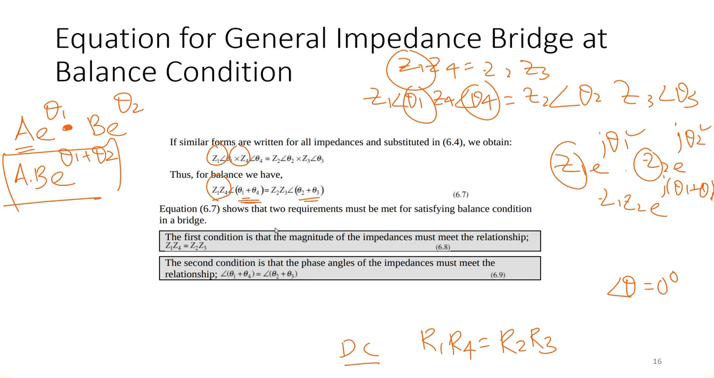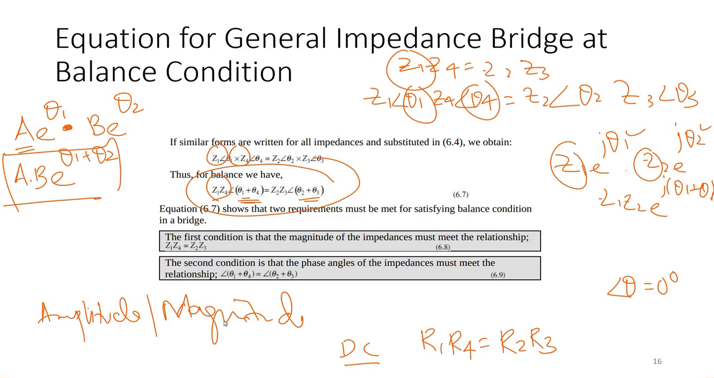Okay. The first condition is that the magnitudes of the impedances must satisfy this equation. So now we have two conditions in this circuit: the amplitude-wise or magnitude-wise condition, and the second one is the phase-wise or angle-wise condition. So we must have Z1Z4 equal to Z2Z3, and we must have theta 1 plus theta 4 equal to theta 2 plus theta 3. These two relations must be satisfied for a balanced AC bridge condition.